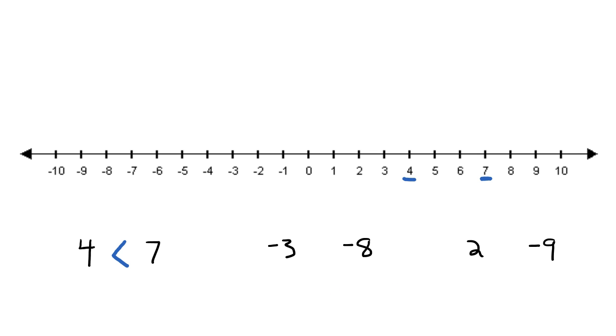So now if I want to take a look at negative 3 and negative 8, that negative 8 is on the left, so it's the smaller number. Now our symbol always points at the smaller number. So when I read this, I say negative 3 is greater than negative 8. And we've got one more here. I've got a 2 and a negative 9. The negative 9 is to the left, so it's less. So my symbol would be pointing at the negative 9, and I would say 2 is greater than negative 9.